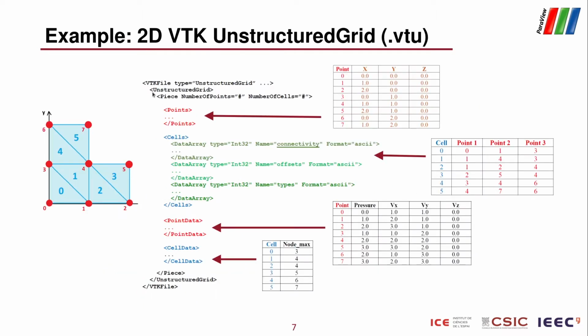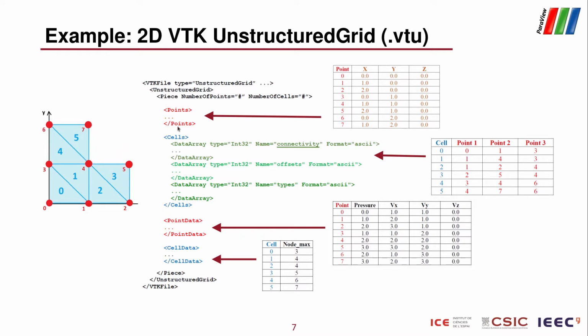Here we can see an example of a 2D case, which is a 2D VTK UnstructuredGrid .vtu. And on the left hand side, we can see the grid. It's a simple grid with 8 points or nodes in red and 6 triangular cells in blue.